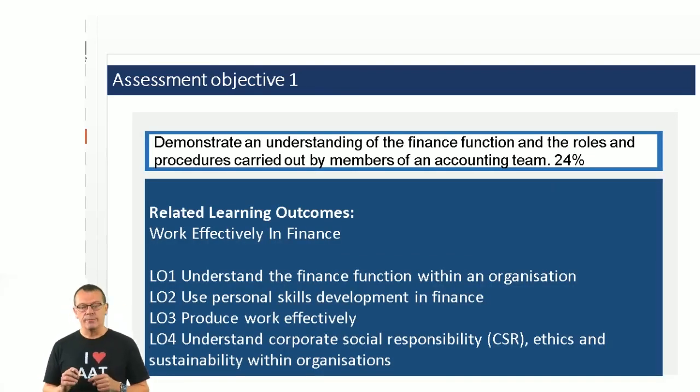Now, AO1, and what I'm going to look at here is this objective in a little more depth. We're looking at the finance function, and the roles carried out within this function. This is 24% of the weighting for this unit, so we're looking at 24% coverage within the synoptic.